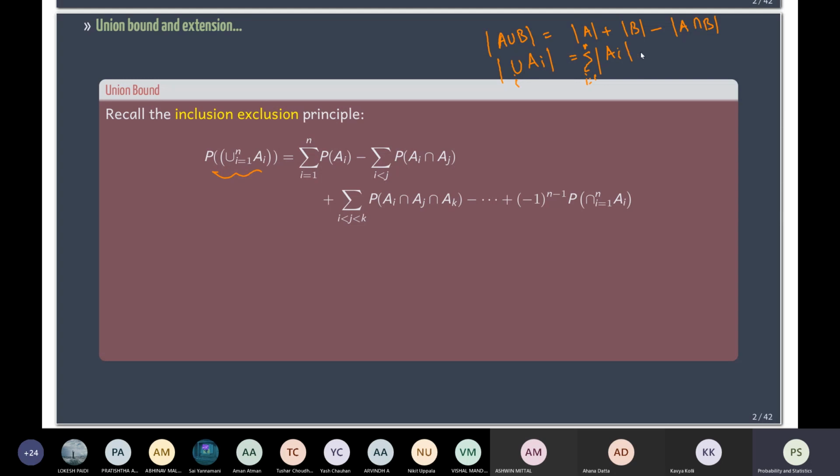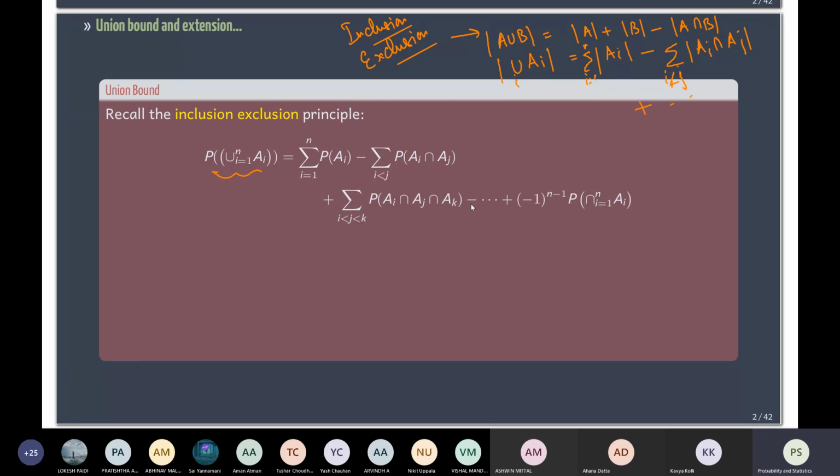And then minus the sum over i less than j of the cardinality of A_i intersection A_j, and so on. And then we have plus, and then we have minus, and so on. So the signs alternate. This is the inclusion-exclusion principle. We know it for the cardinality, and it also holds for the probability. So this is the inclusion-exclusion principle for computing the probability of the union.